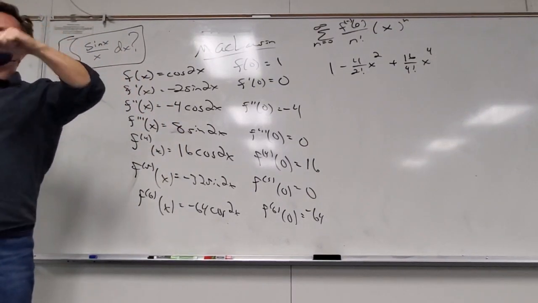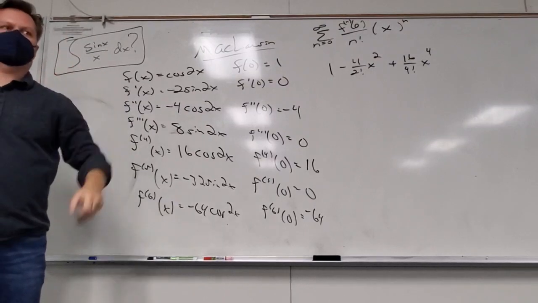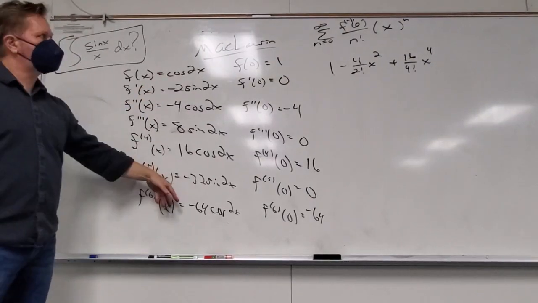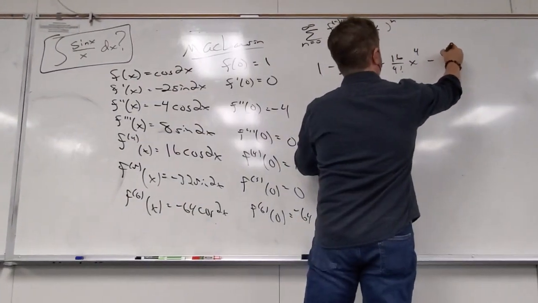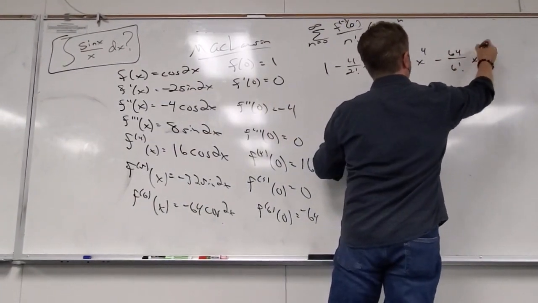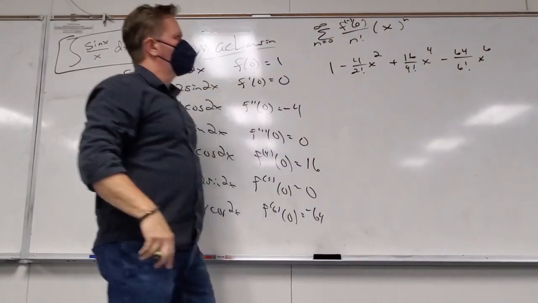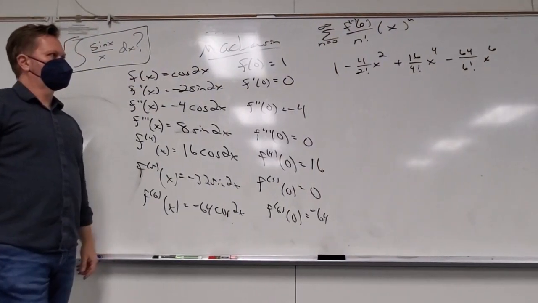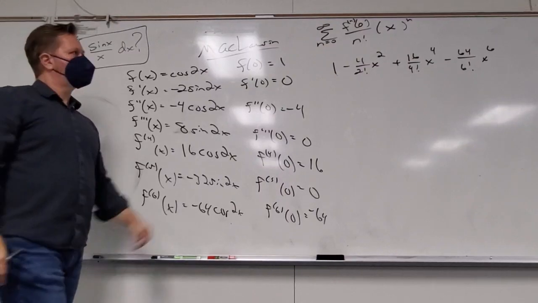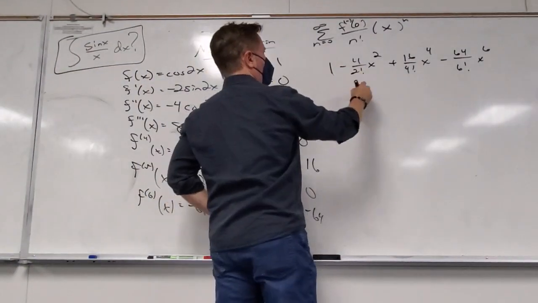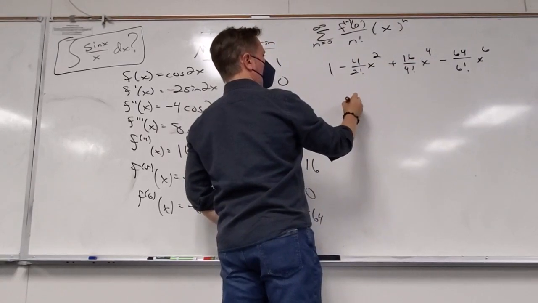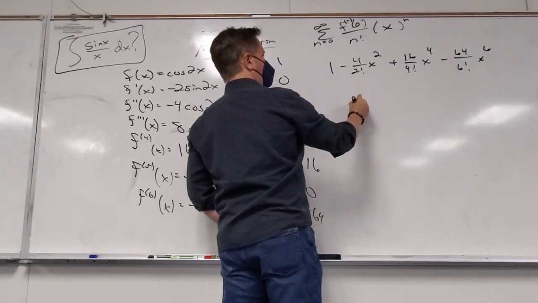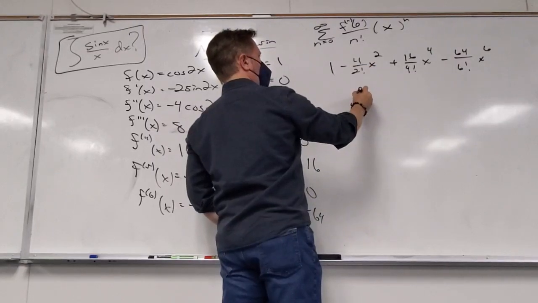Okay, you guys with me? So this is very much a construction process. You get the parts and you construct it. And then the last one here would be minus 64 over 6 factorial x to the 6. And now you see the pattern, sort of. So if I want to capture the pattern, what would it be? Did you guys see the pattern? Is it 4 to the n?